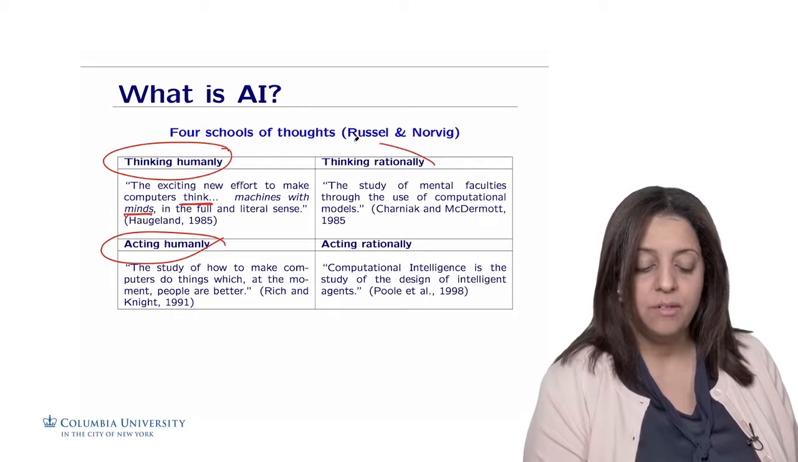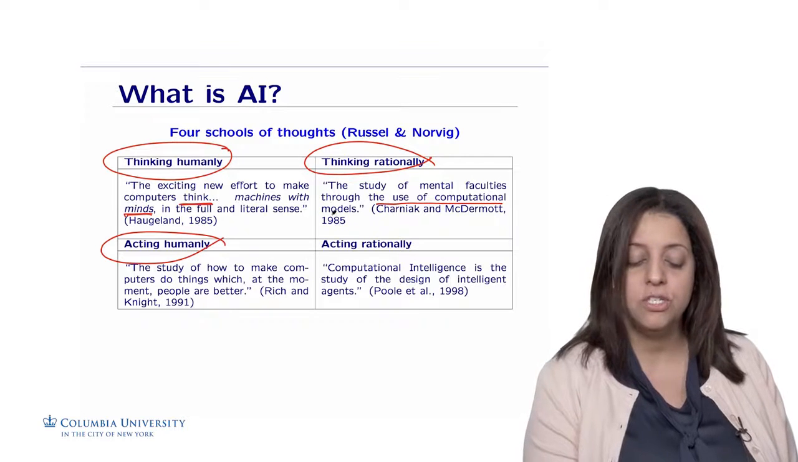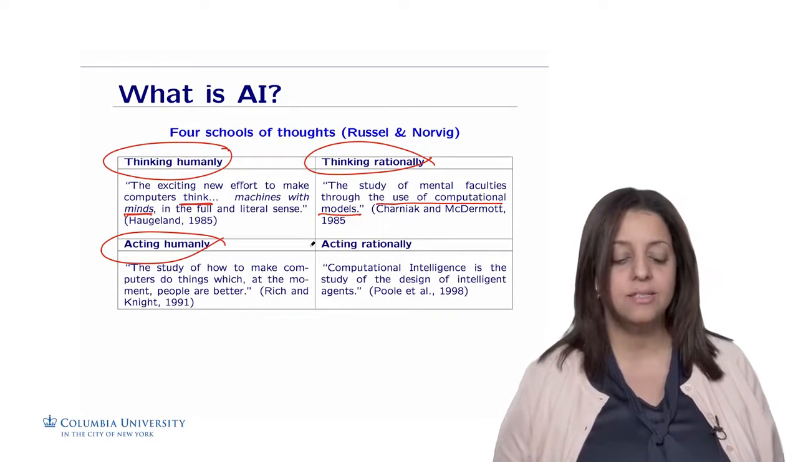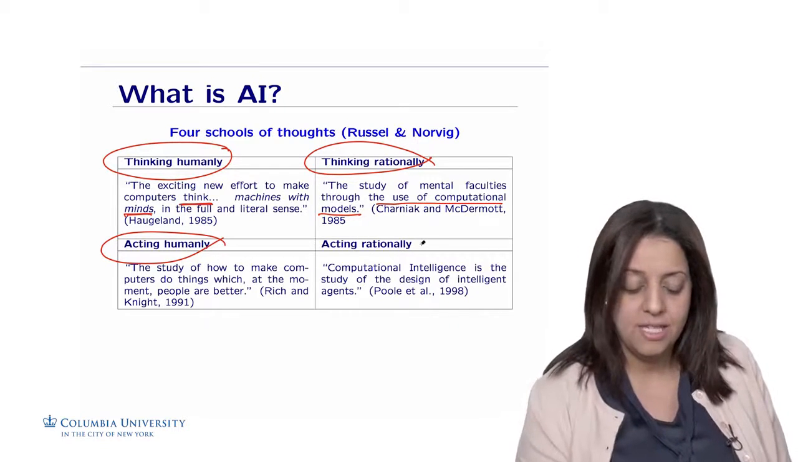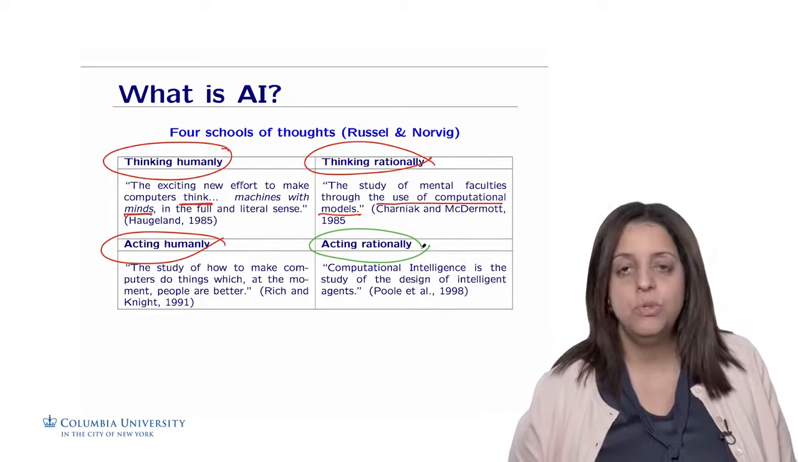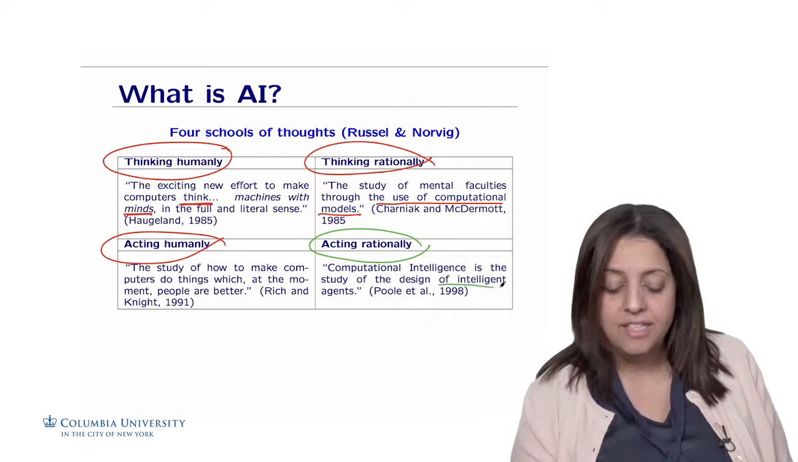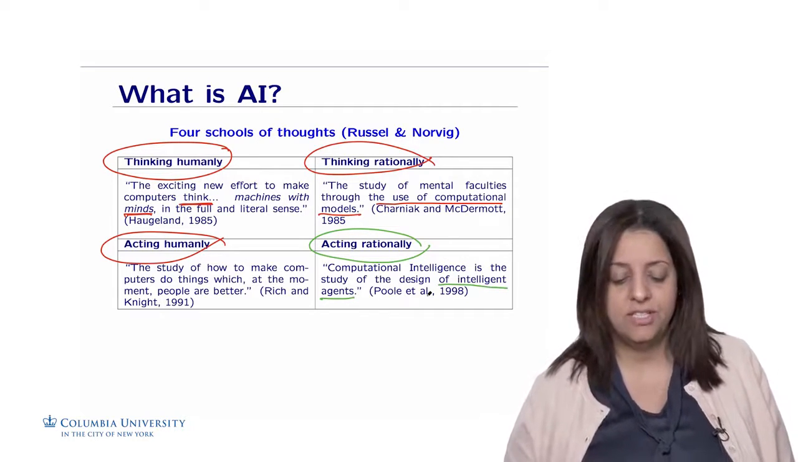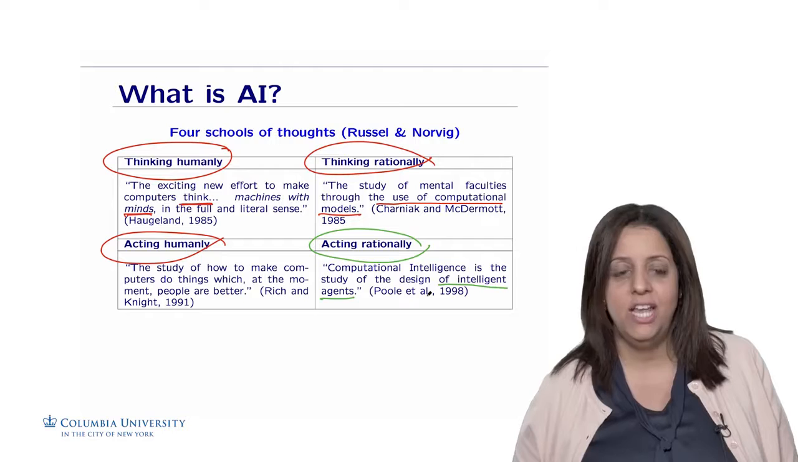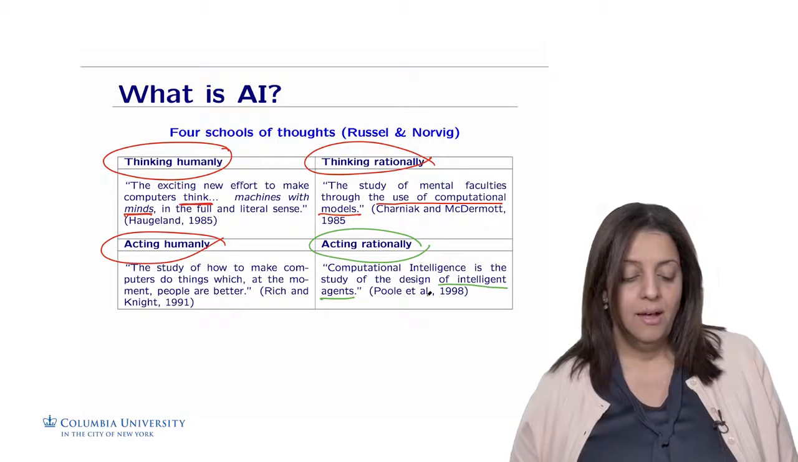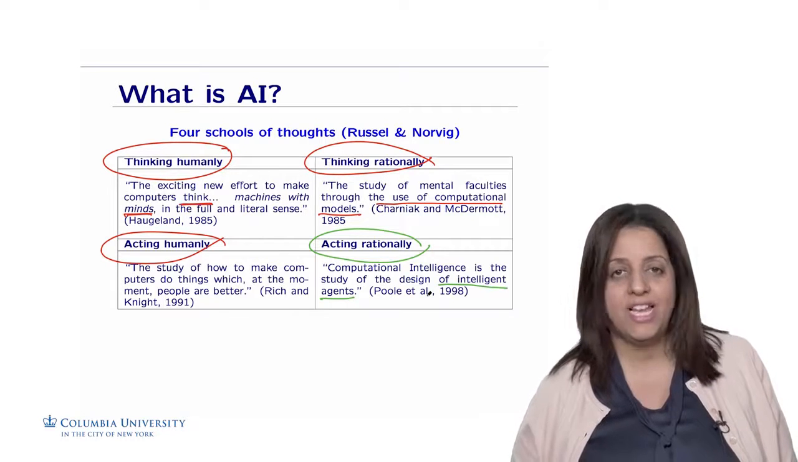The third school of thought is about thinking rationally, in which we want to study the mental faculties through the use of computational models. So we started talking about computational models to mimic the brain or to mimic our mental faculties. And finally, the last school of thought is about acting rationally, as defined by Poole et al. in 1998, which is computational intelligence is the study and the design of intelligent agents. We start talking about intelligent agents in 98, in which we want to design those systems. We don't talk anymore about making the machine have a mind or making the machine think rationally or making the machine act humanly. We want the machine to act rationally rather than humanly.